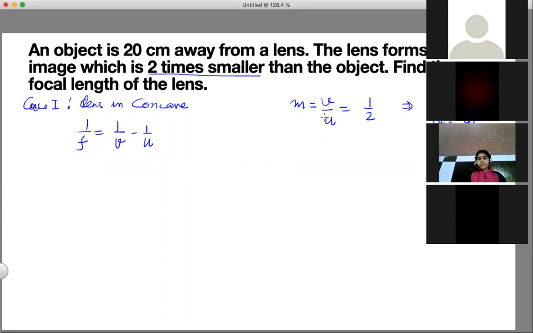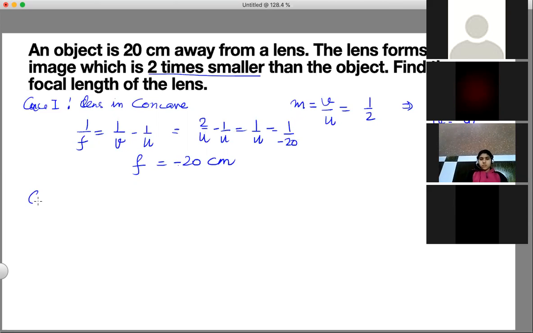Okay, so it is 2 by u minus 1 by u is 1 by u. And what is u? Minus 20. So f is equal to minus 20 centimeter. Which is good because we get a minus sign here and the lens we assumed was concave. So we should be quite sure that we did the right thing.